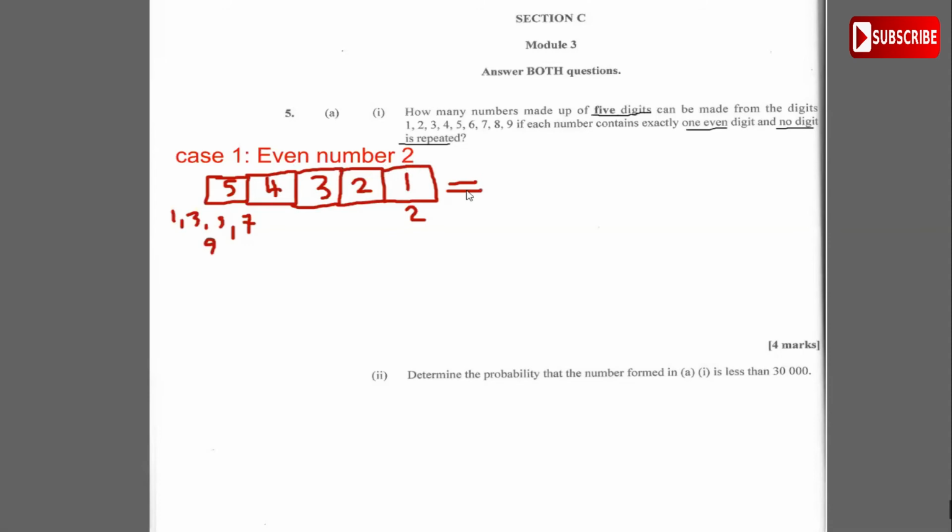And so in this case, for case 1, in case the even number is 2, there are going to be 5 factorial ways. 5 times 4 times 3 times 2 times 1 is 120. So there are 120 possibilities.